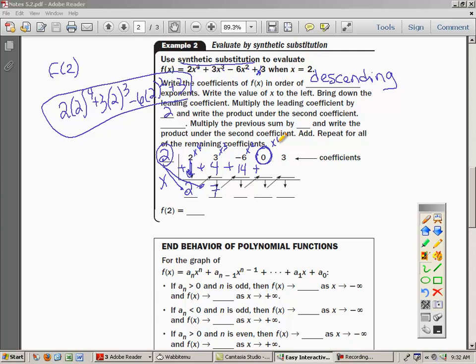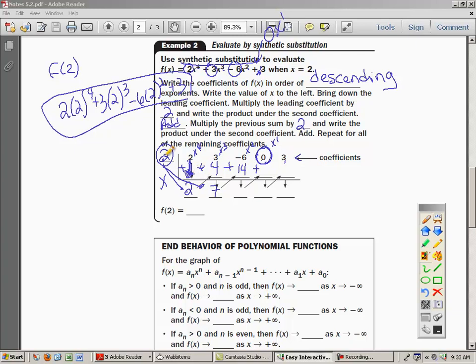And just as we're filling the rest of this out, again, we're going to bring that down and then add. We're going to multiply the previous sum by 2 and then repeat again and again. So again, these numbers are my coefficients. The 2 was from here, the 3 was from here, the negative 6 was from here, the 0 was because there were no x to the 1st powers, so we have to have a 0 there. And then the 3 is the only constant on the end. I'm kind of all over the place here, but I just wanted to make sure you understood where everything came from.